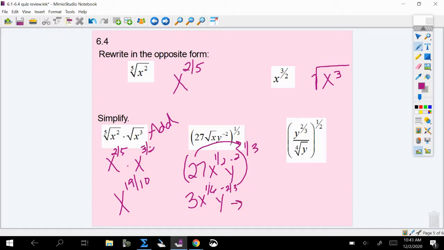Use a calculator if you need to. Finally, the directions will say no negative exponents, positive exponents only. So anything that has a negative exponent needs to move. So I'm going to keep the 3 and the x to the 1/6 where it is, but I'm going to move the y to the 2/3 to the bottom.